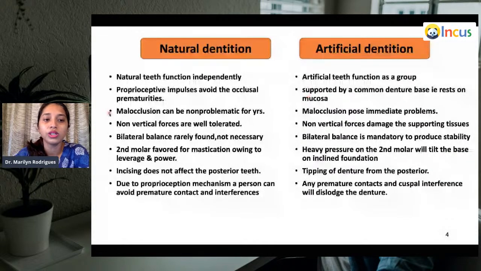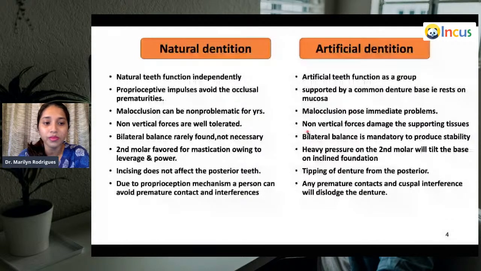The next point is that malocclusion can be non-problematic for years in natural dentition, meaning it will not affect your muscles or your residual ridges, because our teeth are made to withstand these kinds of variations. But in artificial dentition, malocclusion can cause immediate problems, instability of the denture, or discomfort to the patient. Non-vertical forces are well tolerated in natural dentition, but are damaging in dentures. If there are any lateral forces falling on the denture, it is going to tilt and move. There is going to be teetering of the denture base and therefore instability. Consequently, it causes discomfort to the patient.